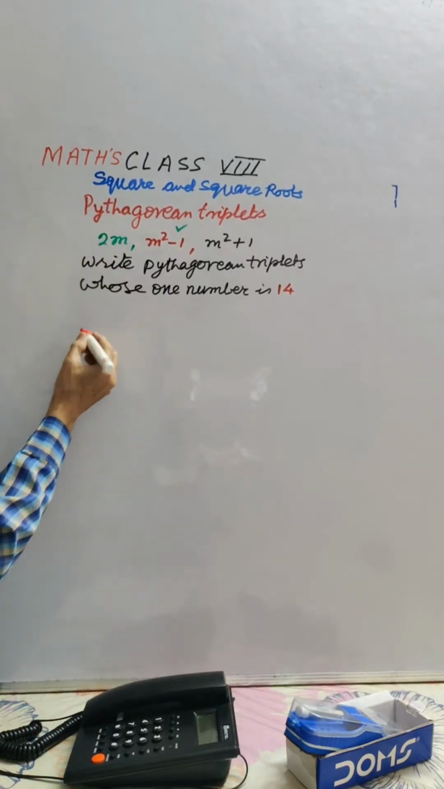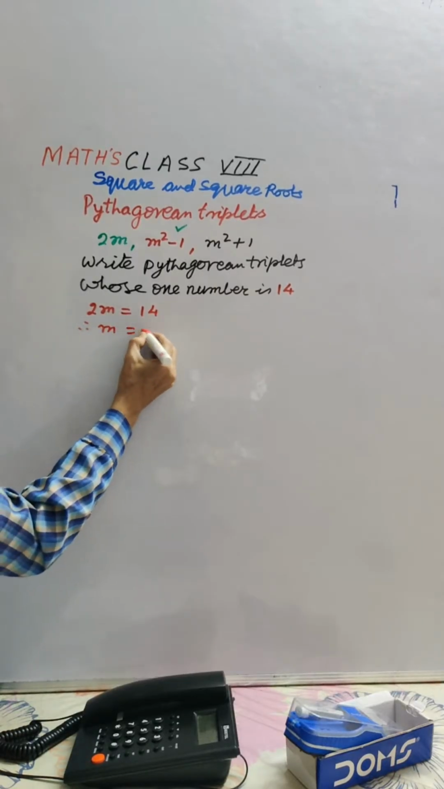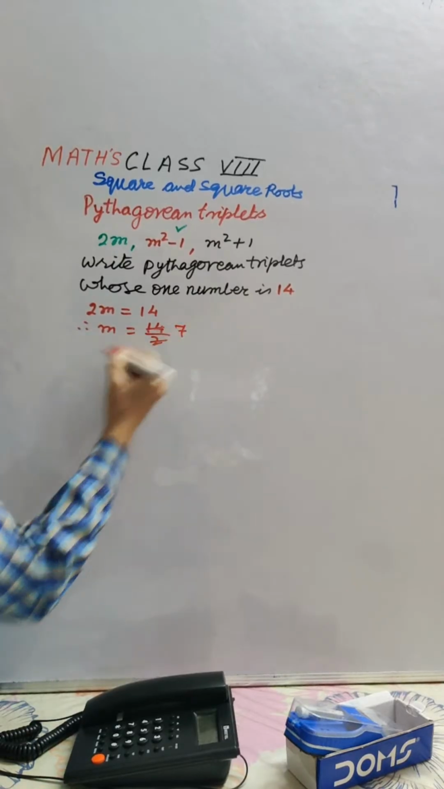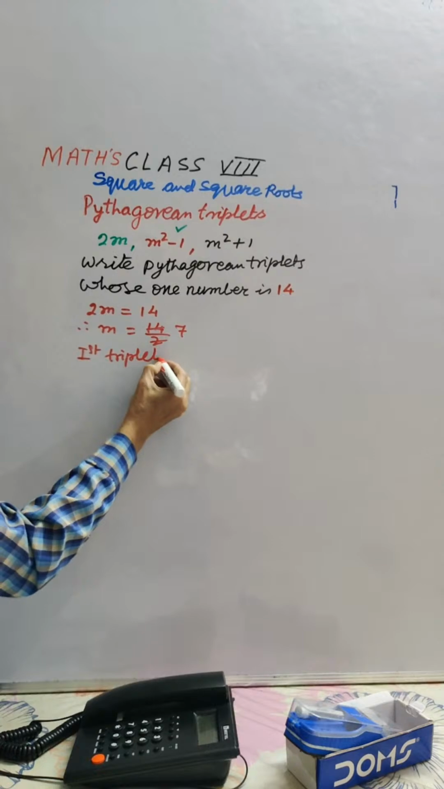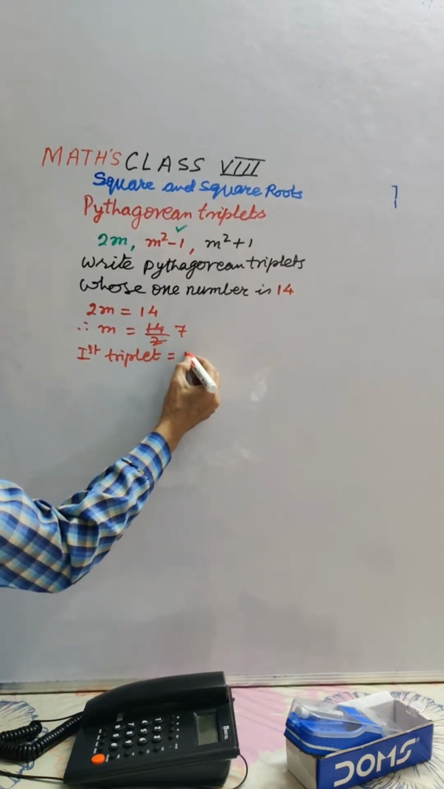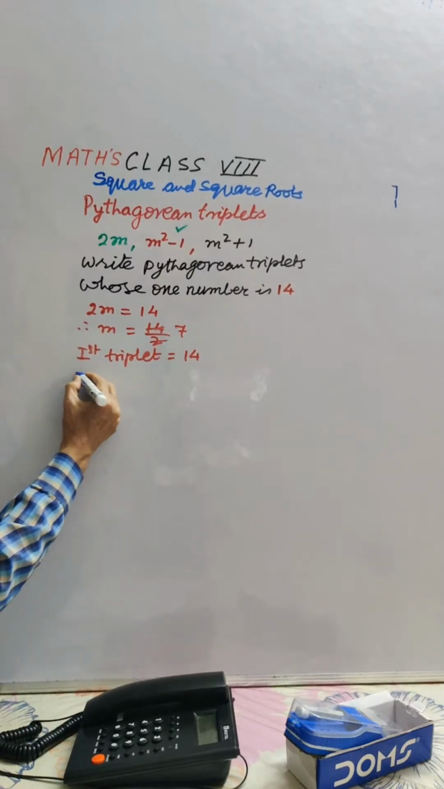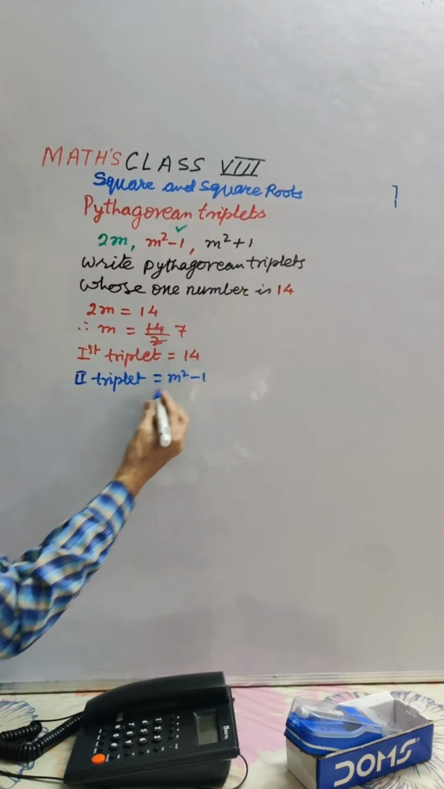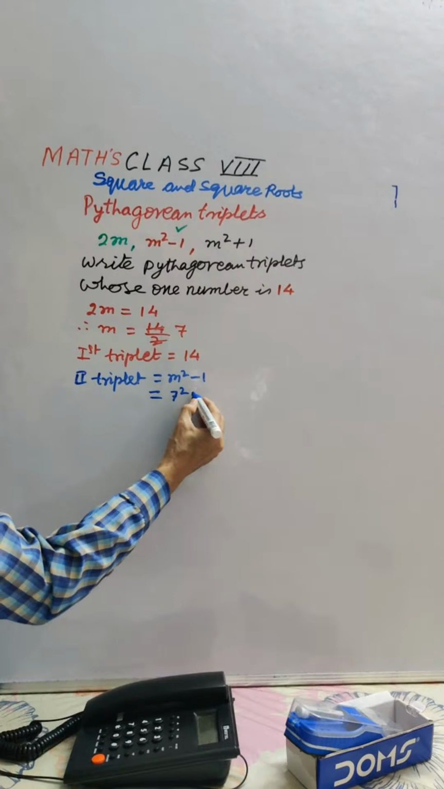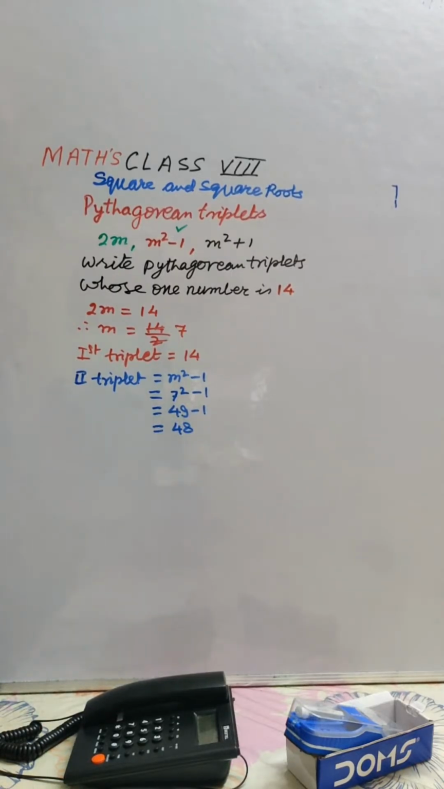So this way we shall take 2m is equal to 14 for first triplet. So therefore m is equal to 14 upon 2, or 7. In this case, first triplet is 14. Second will be m square minus 1. That is 7 square minus 1, that is 7 sevens are 49, minus 1, that is 48. Second triplet is 48.